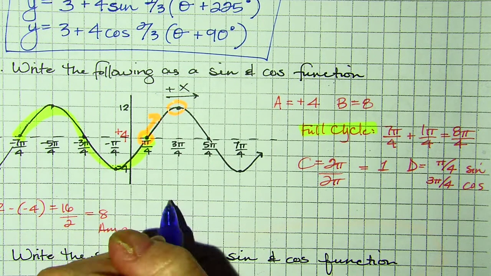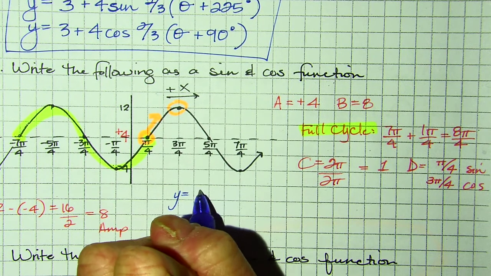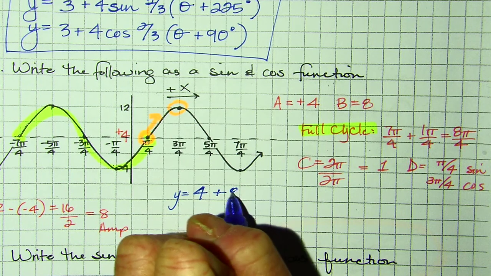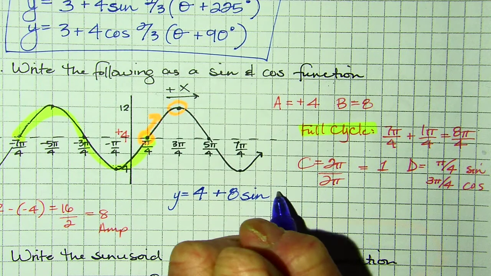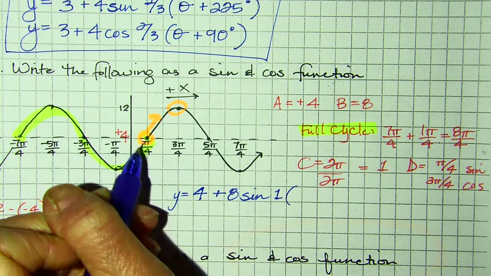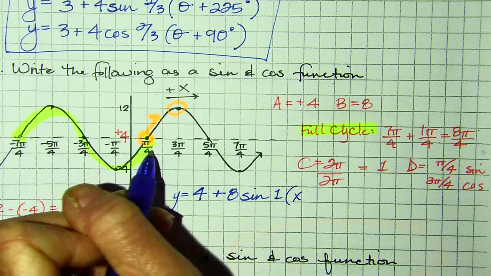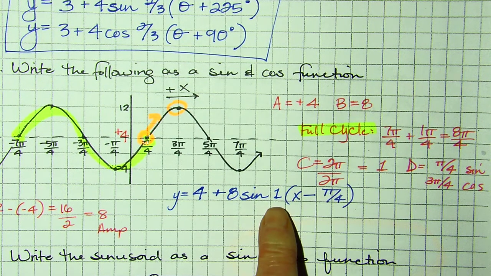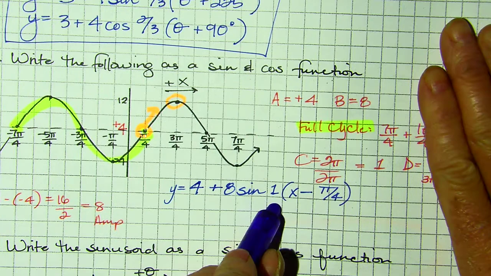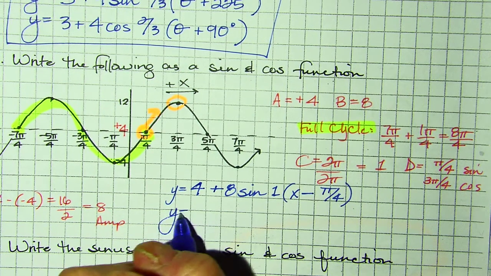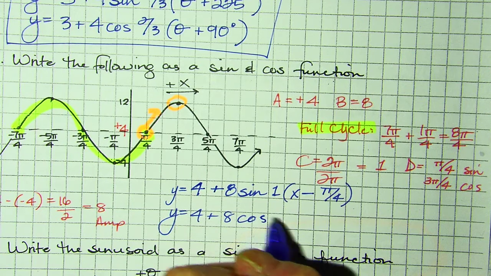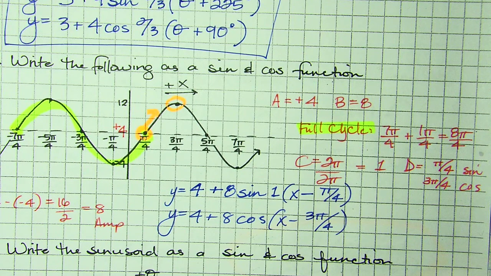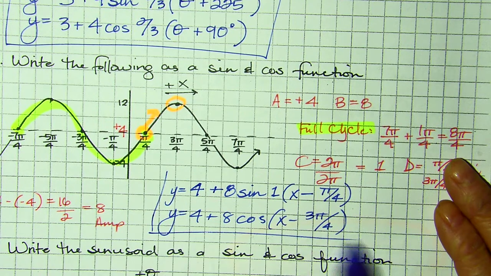So let's write our equations. Y equals our center line, so 4, plus B, which is 8. And let's start with sine. Our period is 1. And then because this is in radians, I'm using x. These are positive, so x minus pi over 4. And you do not need the 1 here. Okay, so you could erase the 1. So y equal cosine should be, everything should be the same, but this would be 3 pi over 4. Okay, and those are our equations.